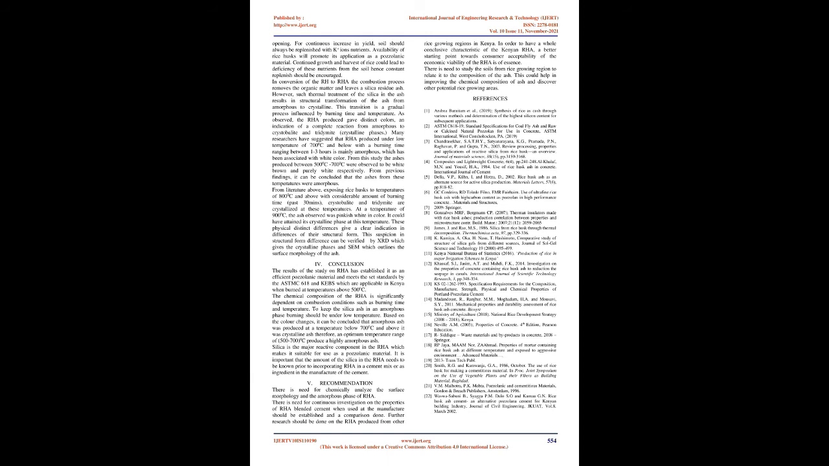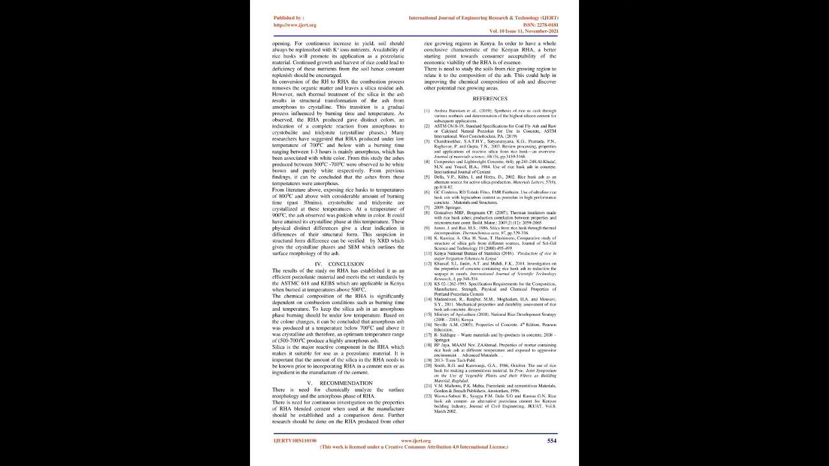residue ash. However, such thermal treatment of the silica in the ash results in structural transformation of the ash from amorphous to crystalline. This transition is a gradual process influenced by burning time and temperature. As observed, the RHA produced gave distinct colors, an indication of a complete reaction from amorphous to cristobalite and tridymite crystalline phases. Many researchers have suggested that RHA produced under low temperature of 700°C and below with a burning time ranging between 1 to 3 hours is mainly amorphous, which has been associated with white color.